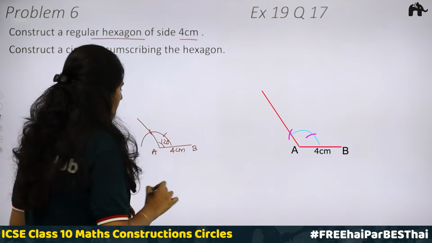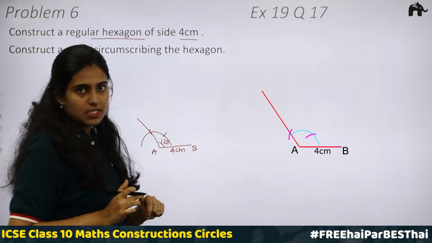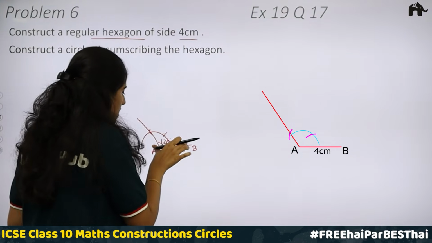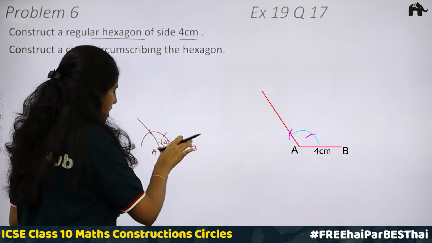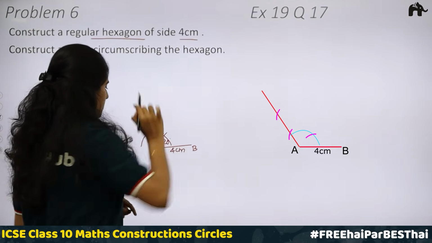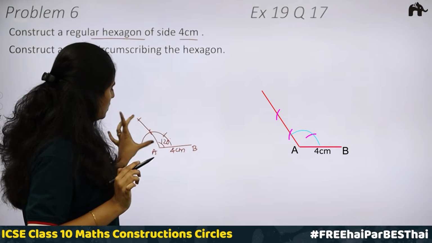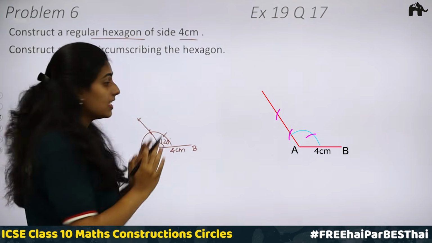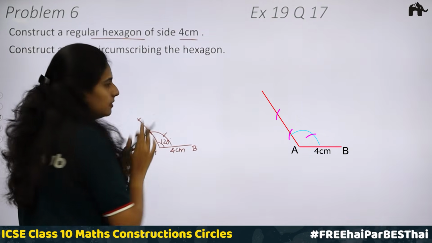Okay. Now we need 4 centimeter. So what you have to do is measure in the compass 4 centimeter and cut another arc. Okay. So this measure will be 4 centimeter. Clear?